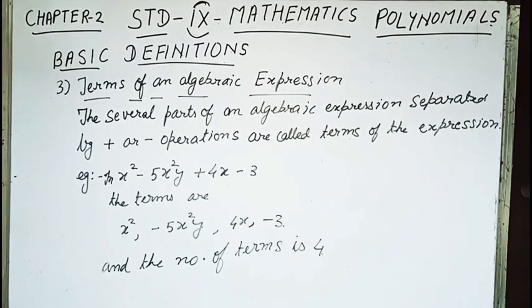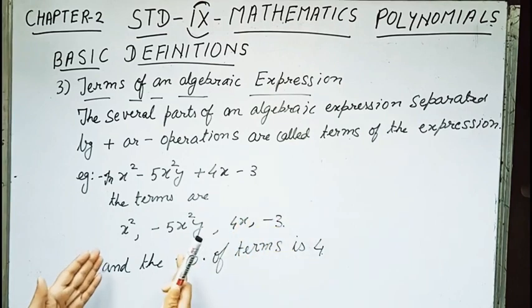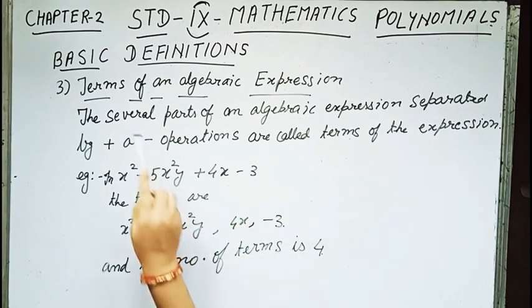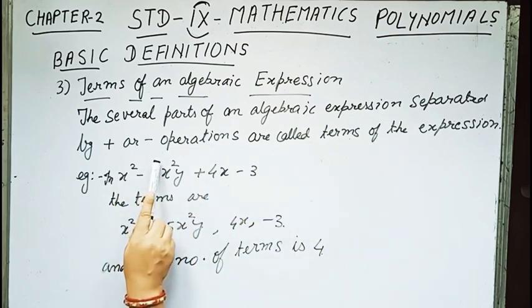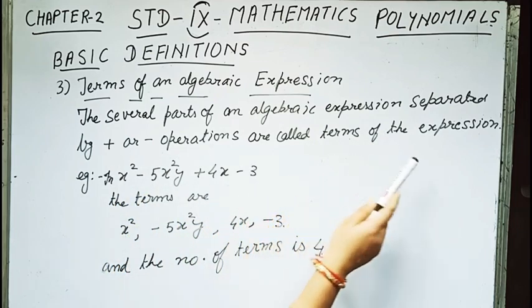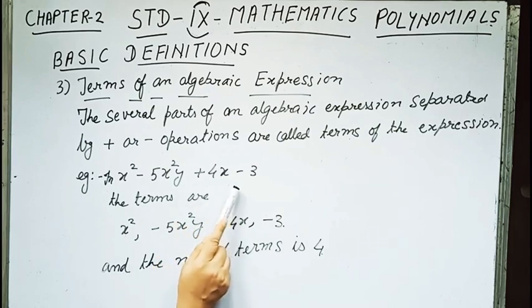The third definition is the terms of an algebraic expression. The different parts of the algebraic expression, the several parts separated by plus or minus sign, are called the terms of the expression. For example, in this algebraic expression, the terms are x square, minus 5x square y, 4x and minus 3. Obviously, the number of the terms in this expression is 1, 2, 3 and 4. Therefore, the number of terms is 4.